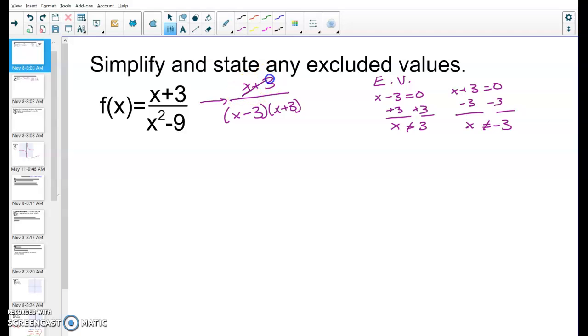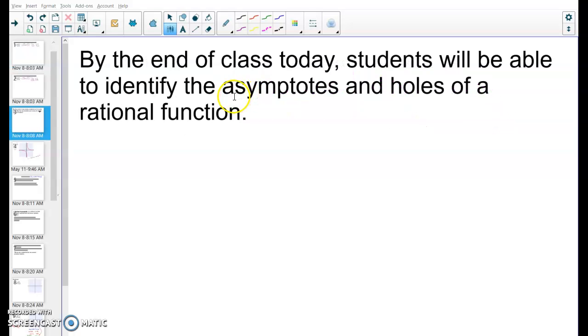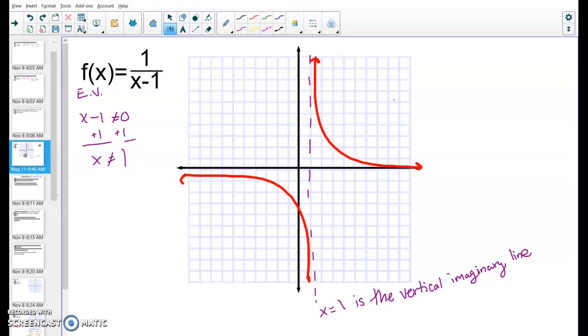We can keep simplifying, cancel those out. So you are left with 1 over x minus 3 as your final answer, as long as x doesn't equal 3 or negative 3. Okay, so we are going to focus on finding the asymptotes and holes of a rational function. So you will need to go back to what we did in the very beginning of the year to remember what a rational function graph looks like.